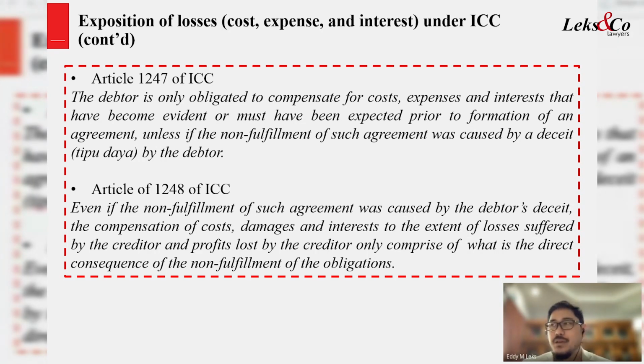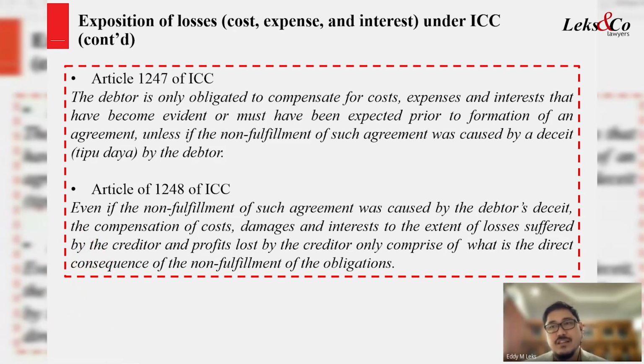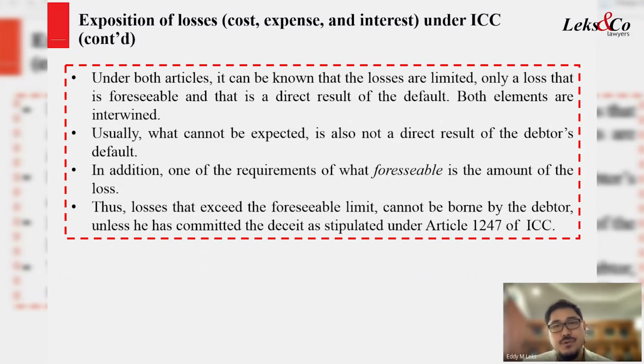But as a businessman, perhaps you buy it also to sell it again, or you buy it and you want to rent it out. Nah, if you can prove that you already have a renter standby, and because of this, the rent falls out, you can file a claim. And that is loss of profit. Under both articles, it can be known that the losses are limited. Only a loss that is foreseeable, yang dapat diprediksi, and that is a direct result of the default.